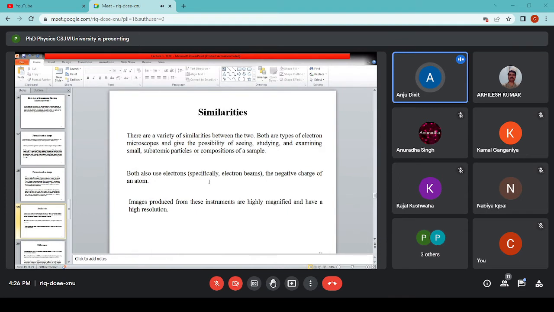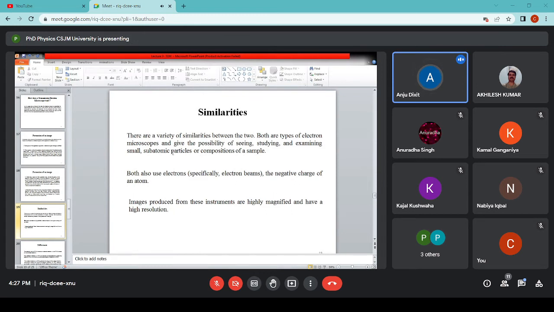So there are several similarities and differences between SEM and TEM, which I am going to discuss now. So there are a variety of similarities between the two. Both are types of electron microscope. दोनों आपके इलेक्ट्रॉन माइक्रोस्कोपी हैं. दोनों में जो सोर्स है वो इलेक्ट्रॉन सोर्स, इलेक्ट्रॉन बीम ही है. और जो स्कैनिंग इलेक्ट्रॉन माइक्रोस्कोप है उसमें बीम स्कैन हो रही है सरफेस के ऊपर और ट्रांसमिशन इलेक्ट्रॉन माइक्रोस्कोपी में ट्रांसमिट हो रही है.